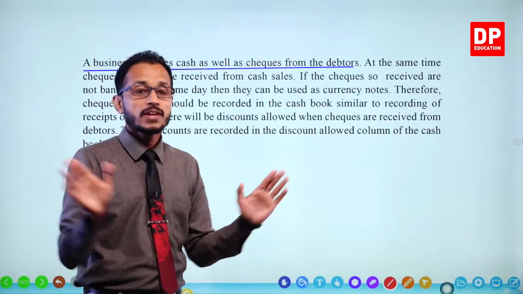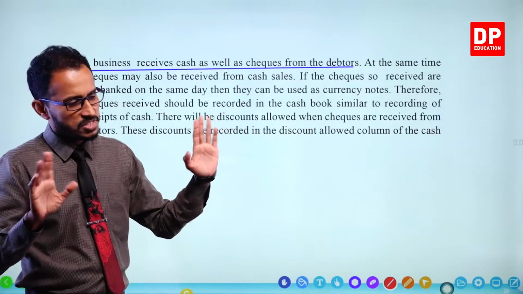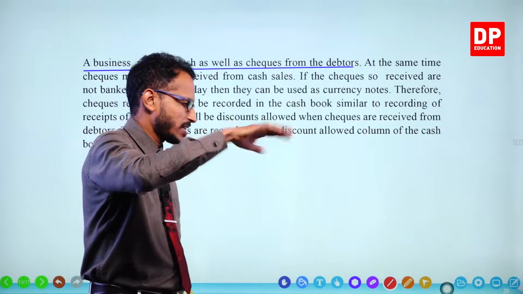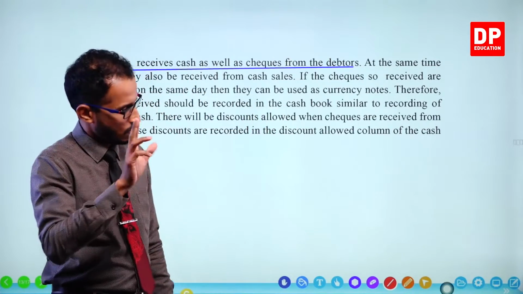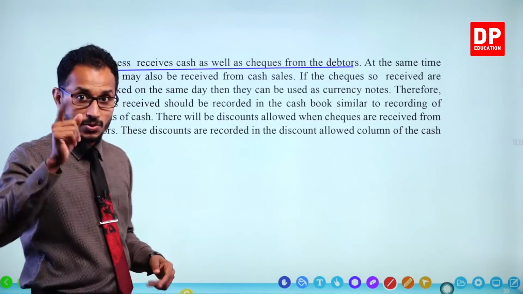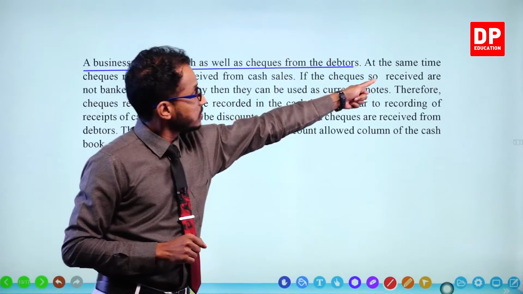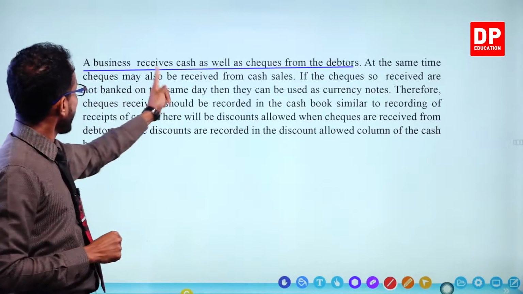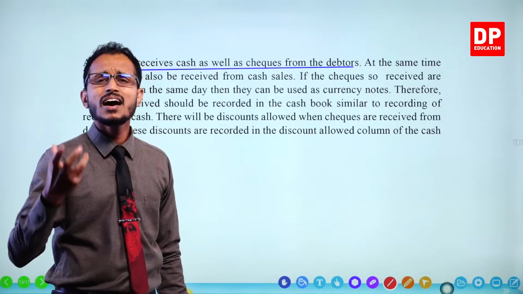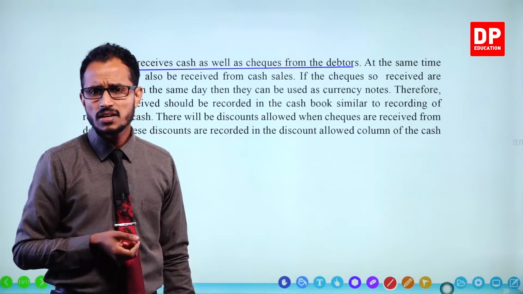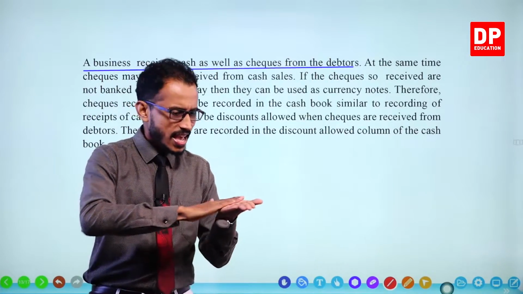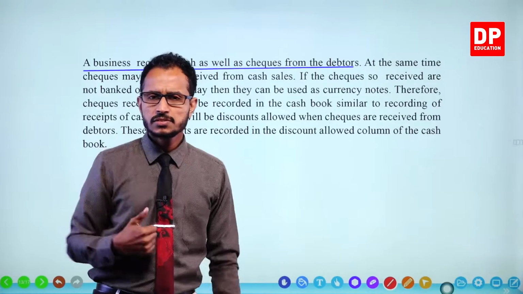We can't say, we don't accept checks, please pay us with cash. Take it back. You can't say that. You should accept checks. You know why? If the checks received are not banked on the same day, then they can be used as currency notes. Checks are equal to cash, children. Well, there's a difference, but we consider checks as cash.